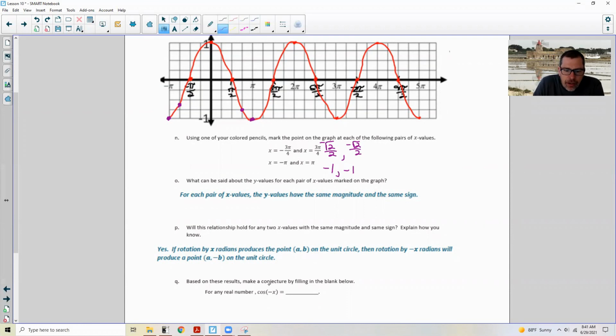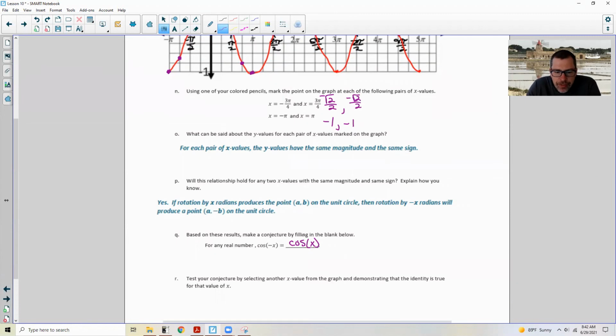Cosine of negative x, yeah, that's right. That is going to be equal to the cosine of x. Okay, cosine of negative pi equals the cosine of pi. Cosine of negative 3 pi over 4 is equal to cosine of 3 pi over 4. So there you have it.